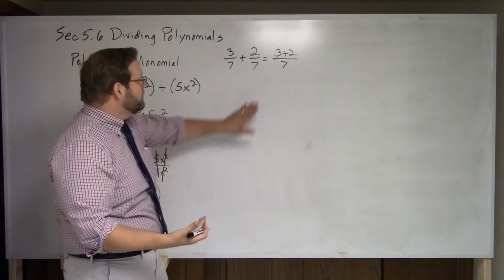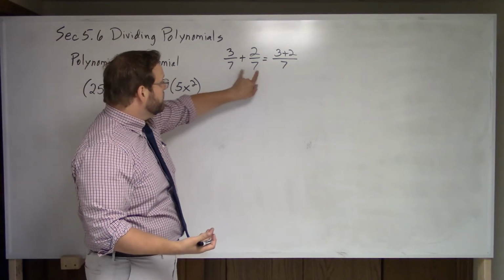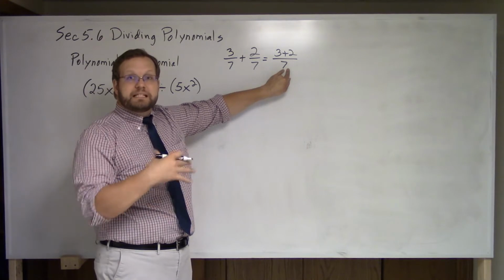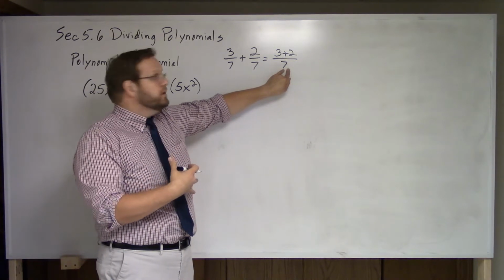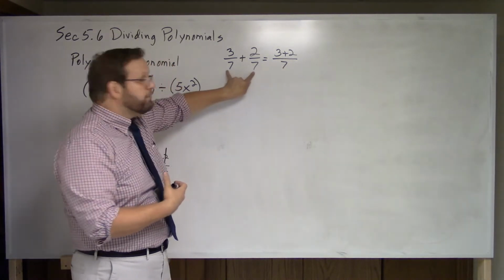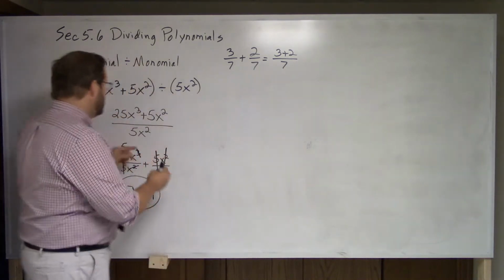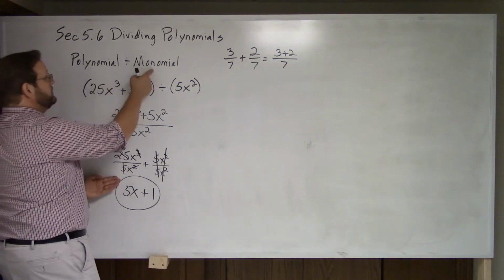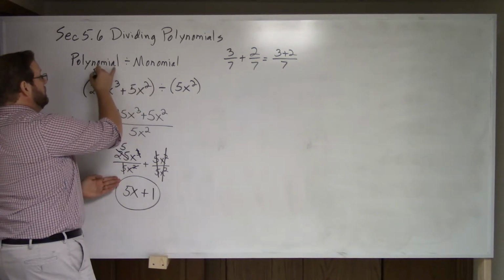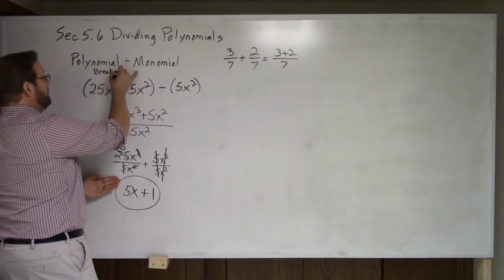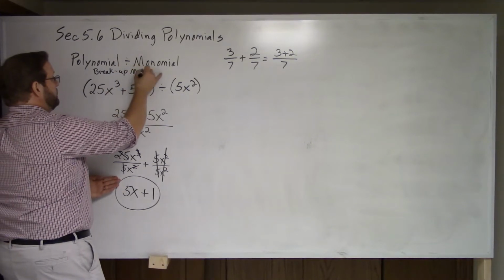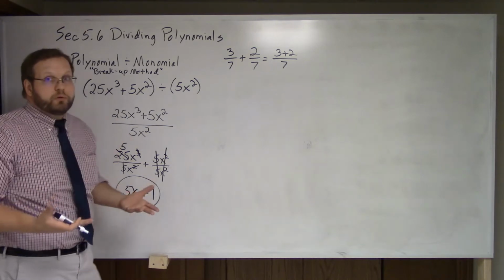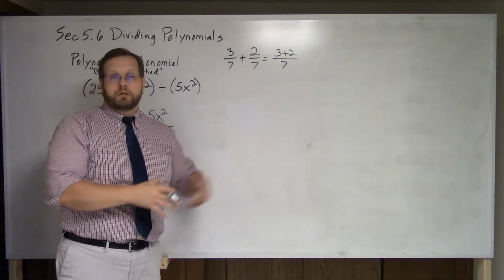But look at what we did. We took these two fractions and pulled it into 1. What's stopping us from going the other way? That's exactly what we're doing in this division method. We're taking this and separating it into two fractions. So, polynomial divided by monomial, breakup method. Again, it's not really a technical term, but that's what we're doing. We're just breaking it up into multiple terms.